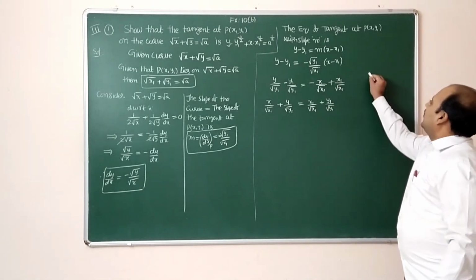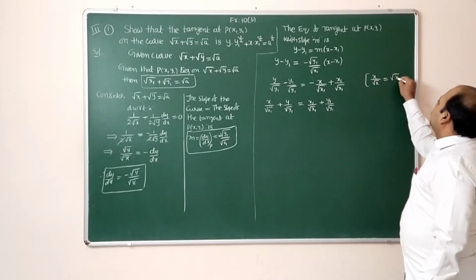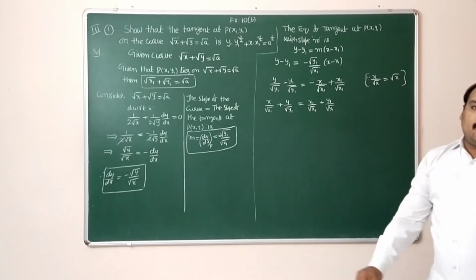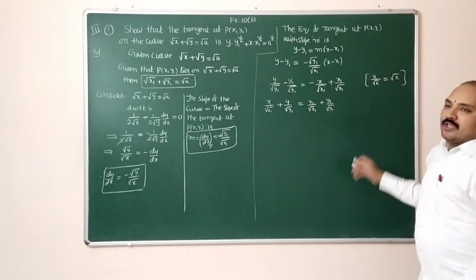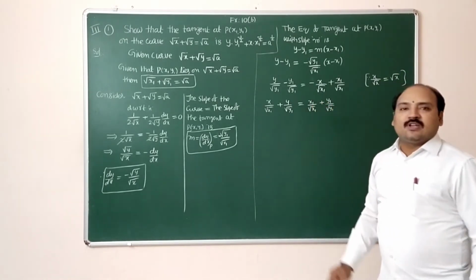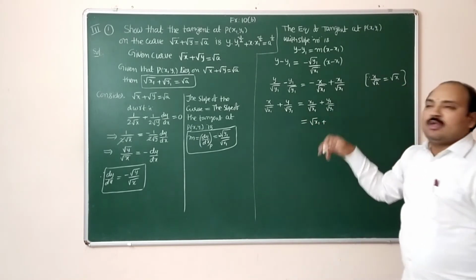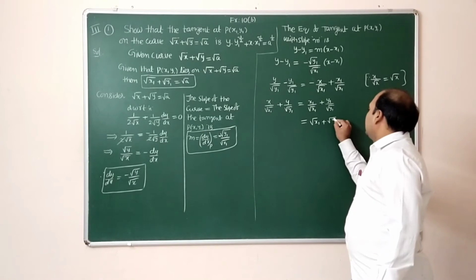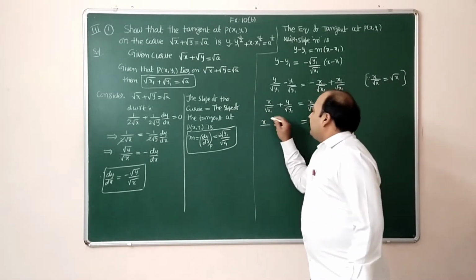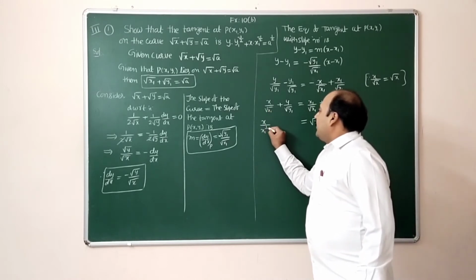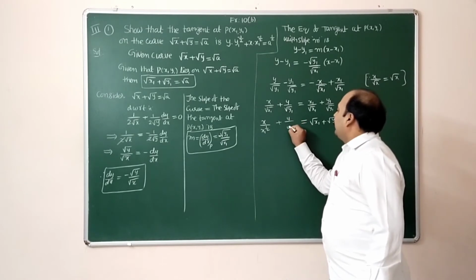We learned in earlier classes that x by root x is equal to root x. We have the formula: in algebra, x can be written as root x into root x. So x by root x can be written as root x. Similarly, x1 by root x1 is root x1, plus y1 by root y1 is root y1, by using this formula. X divided by root x1 means x1 power 1 by 2 only, no? Plus y divided by y1 power 1 by 2.